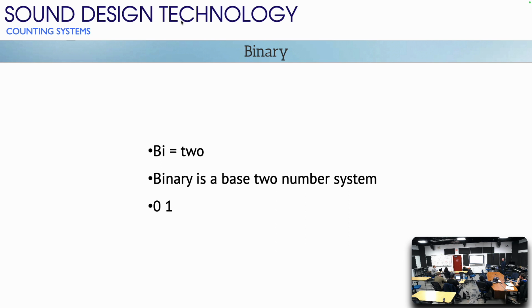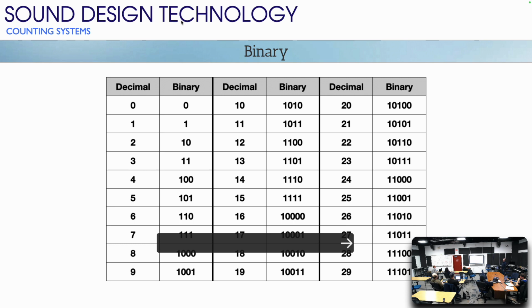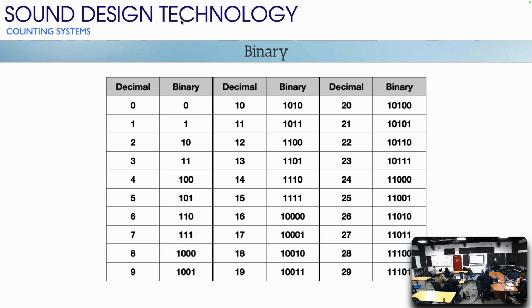Okay. But we're still constrained to binary, so that's what I'm going to teach you: binary. We're going to skip to the end here, and let's see if you can make sense out of this. This is the decimal and binary comparison. So stare at that for a minute and see if you can figure it out.